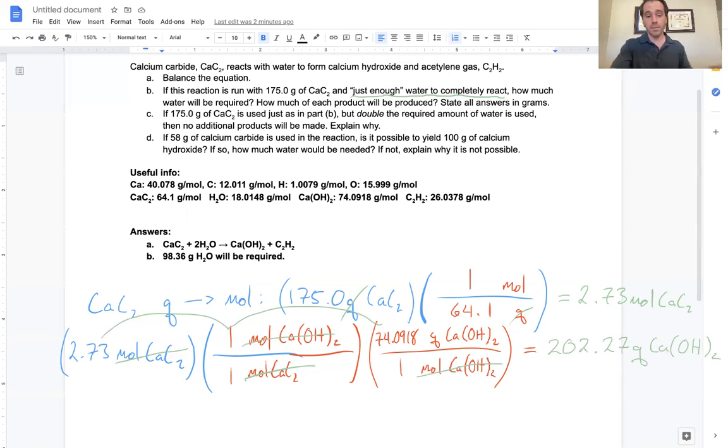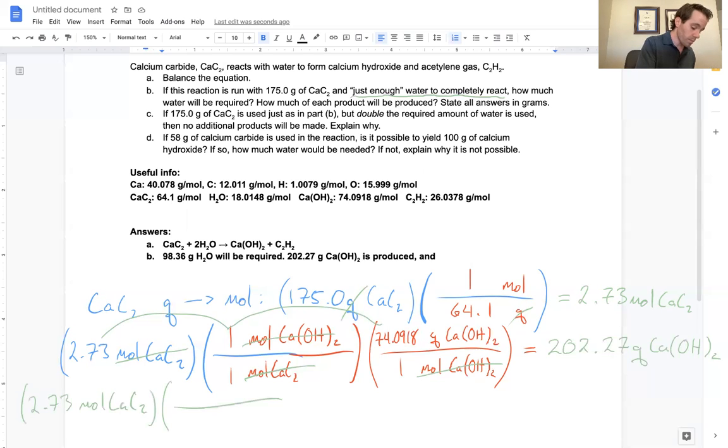And I'll put that in. 202.27 grams of calcium hydroxide is produced. And, well, now, what do I put in at this point? I'm going to go for the other product. I'll do the 2.73 moles of calcium carbide.